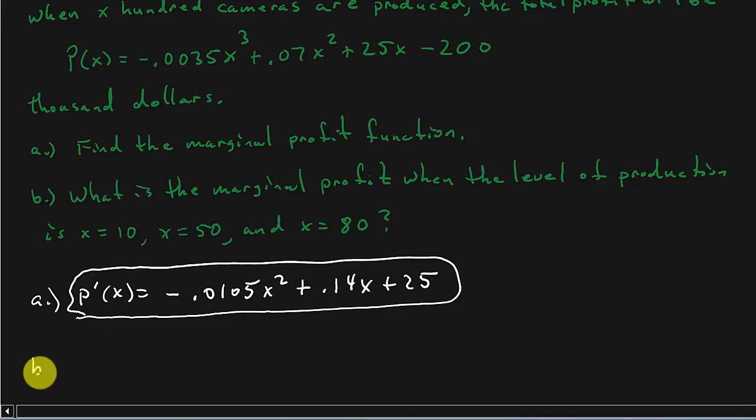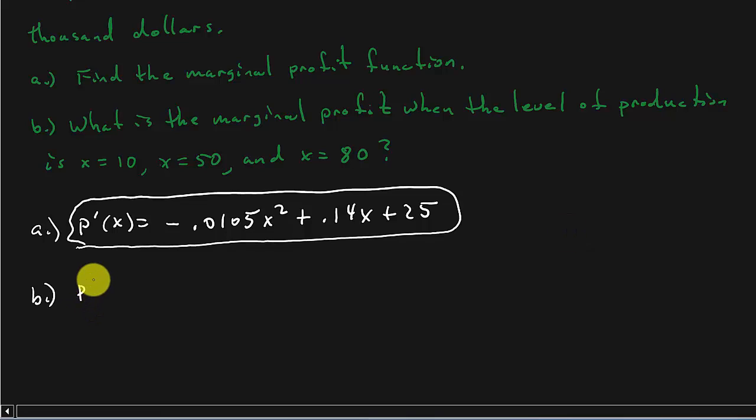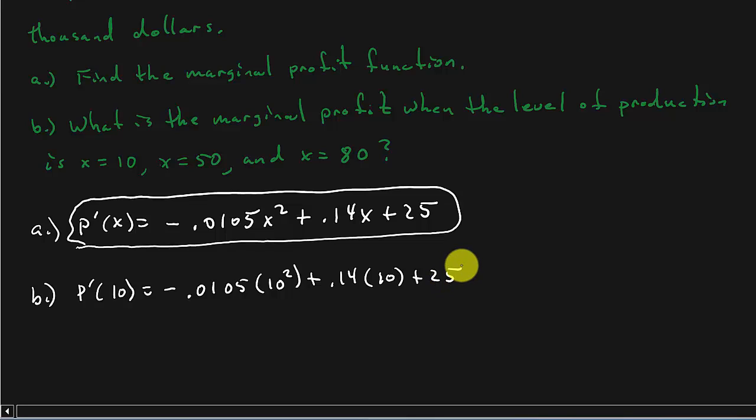And then for part B, what is the marginal profit when the level of production is 10, 50, and 80? So this is P prime of 10. All right. And so when you punch that into your calculator, you get 25.35.